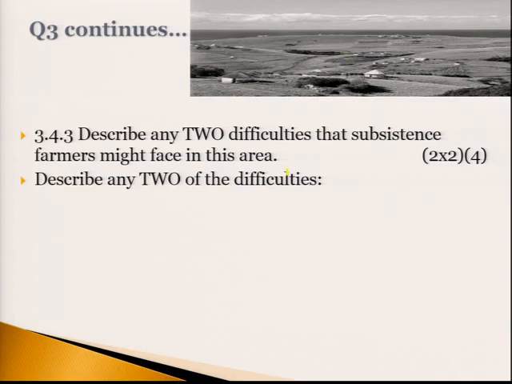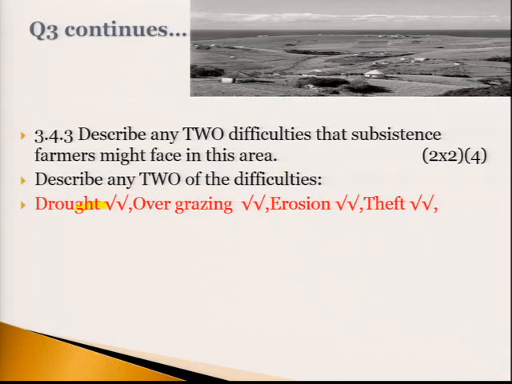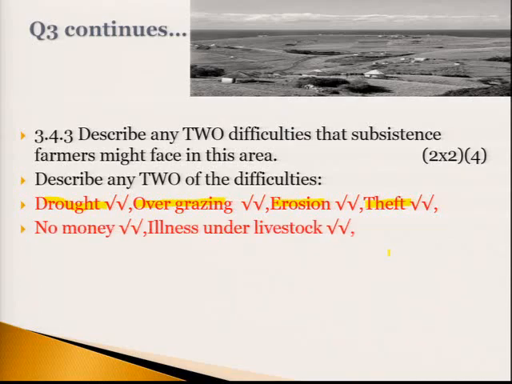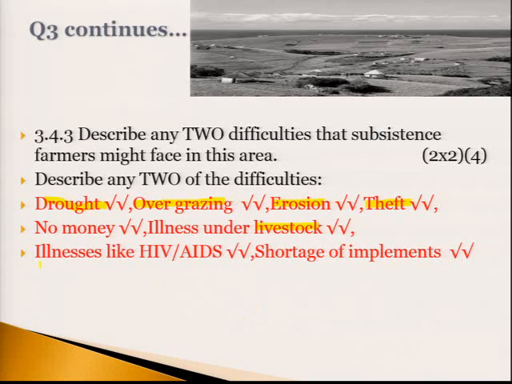Subsistence farmer. Any two of the difficulties, they might find the area to be dry because you can see that there's no water source. It can start to be overgrazed. There will be a lot of erosion, and automatically survival of the fittest. Theft will creep in. 2 marks each. And then there will also be no money. Illness will start to crop in the livestock. Animals will start to be sick.